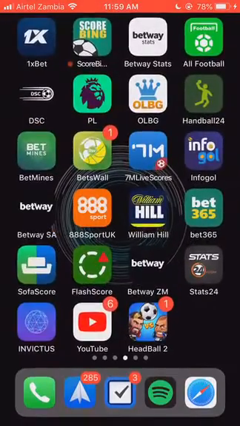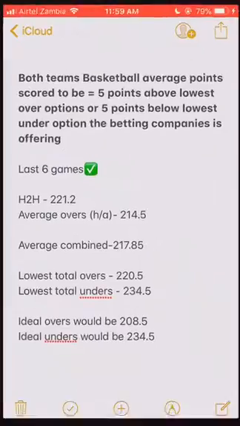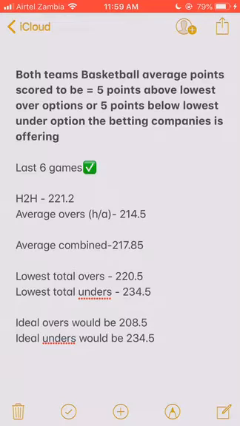Great. So now I'm going to go back to the app here, and you can already see that I populated these numbers. The lowest total overs that Betway has right now is 220.5, and the lowest total unders is 234.5. Our average combined is 217. Which one of these numbers is 5 points above or below? Not really rocket science. 234 minus 217, that shows you that it's more than 5 points below the lowest unders option. So I would take the unders option here and play it.